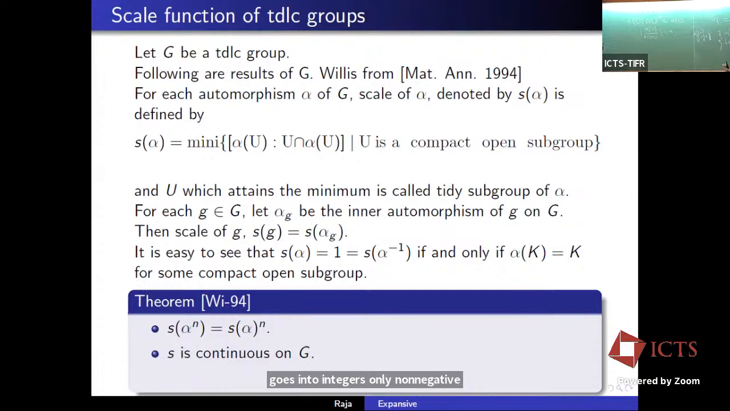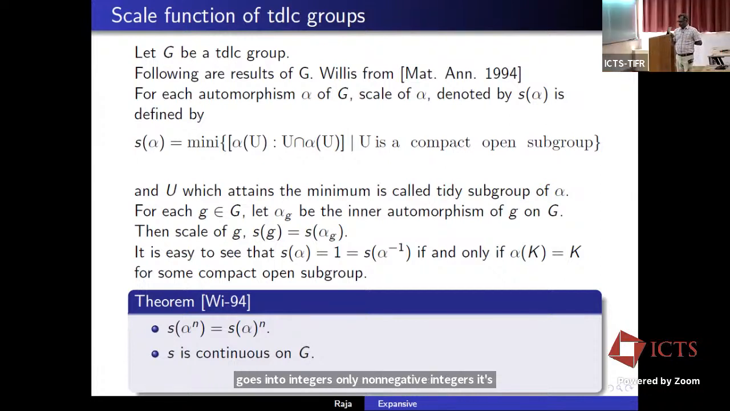It's actually defined only on positive integers. So it's not going to be a group homomorphism, but it has this property only: the iterates of the scale are the nth power of the scale. This property is true, and it is very crucial for us.